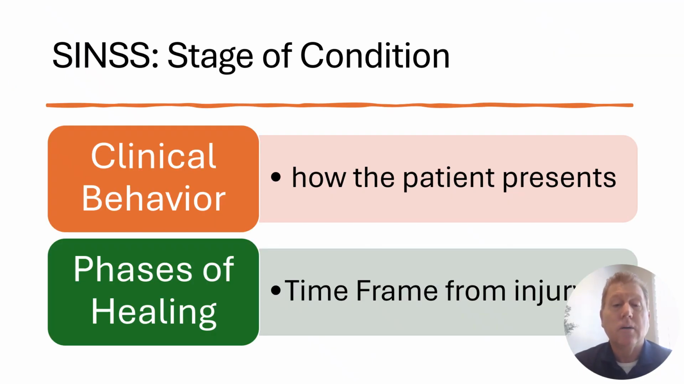So in the first of the last two S's, we have stage of condition. It is essentially the clinical behavior and the phase of healing. And we have to differentiate these two terms and realize that they're not the same. How someone presents clinically takes into account a lot of the other things on the previous slide, whereas the phase of healing is the time frame from the actual injury itself.